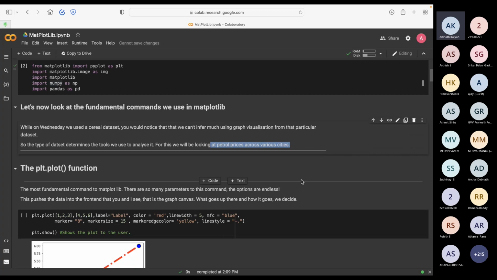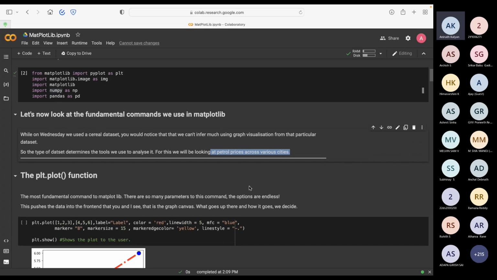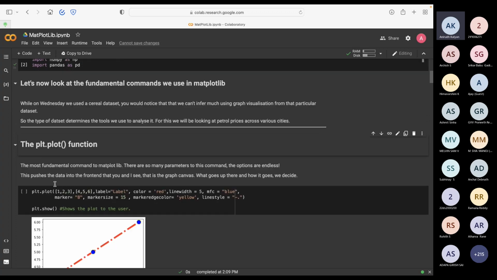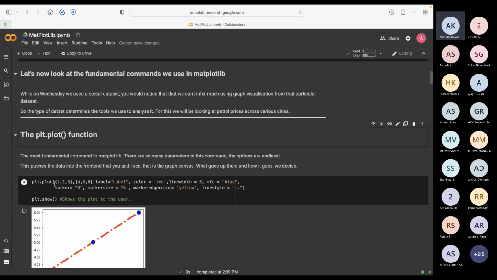So now let's get to the most basic function of the Matplotlib library, which is plt.plot. Once again, I'm using plt as a pseudonym. Ideally, you could be using pyplot, which is the name, but you can name it whatever you want.